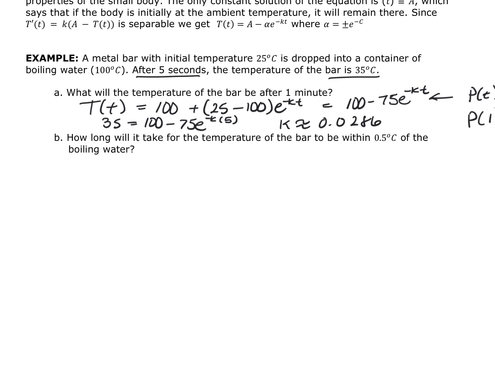Now, we want to know how long it's going to take for it to get to within 0.5 degrees Celsius. So we're going to set this equal to 99.5 degrees, which is equal to 100 minus 75 e raised to the negative 0.0286 times T. And we're going to solve for T, and we get approximately 60.66 seconds. That's how long it's going to take to get the temperature up to about 99.5 degrees Celsius for that bar of metal in that boiling water.